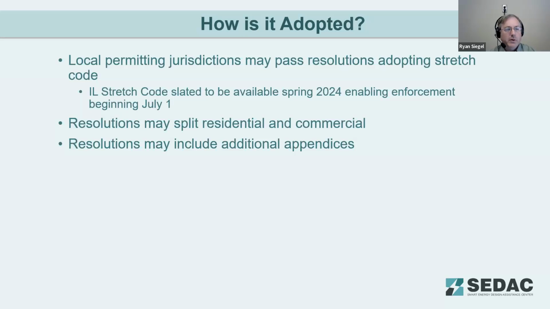The big one that we're going to talk about is the electric only appendix. And so you might have a jurisdiction that as part of their adoption says we are adopting the stretch code along with the electric only appendix. But again, that is up to each jurisdiction to choose if they decide to adopt the stretch code along with any other appendices that they may wish to adopt or not.